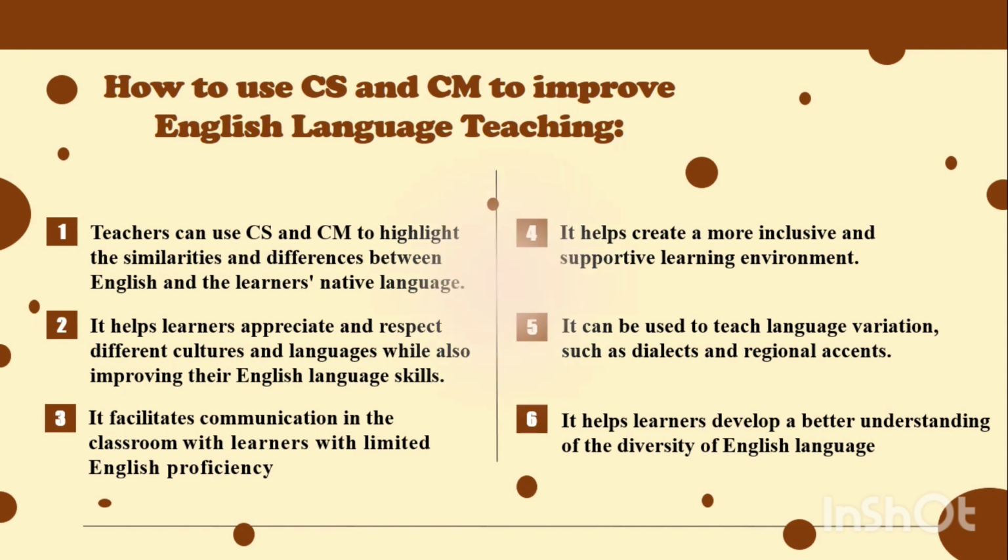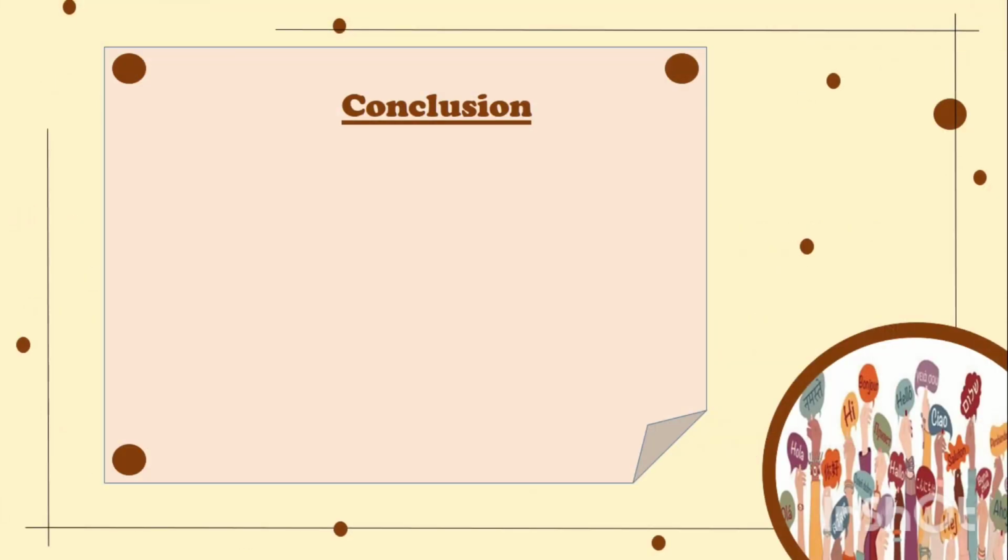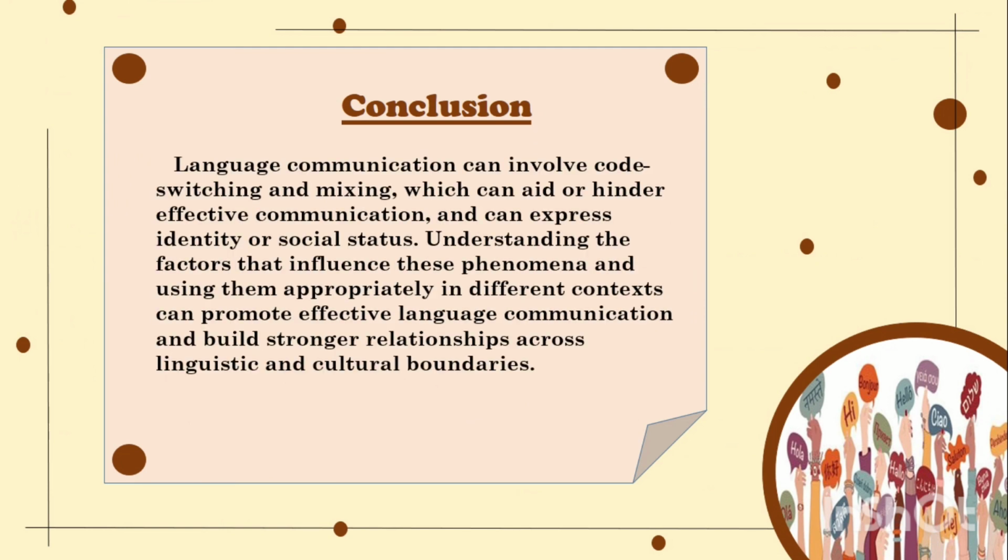Finally, we can conclude and finish our research or our project with a simple conclusion. Language communication can involve code switching and mixing, which can aid or hinder effective communication and can express identity or social status. Understanding the factors that influence these phenomena and using them appropriately in different contexts can promote effective language communication and build stronger relationships across linguistic and cultural boundaries.